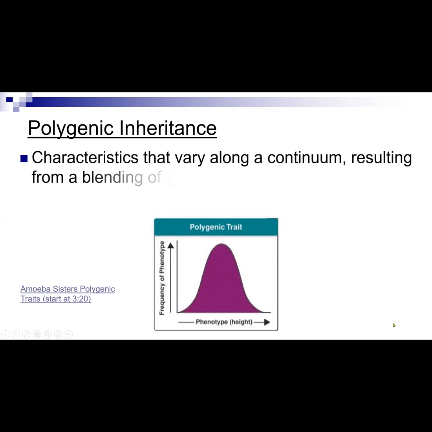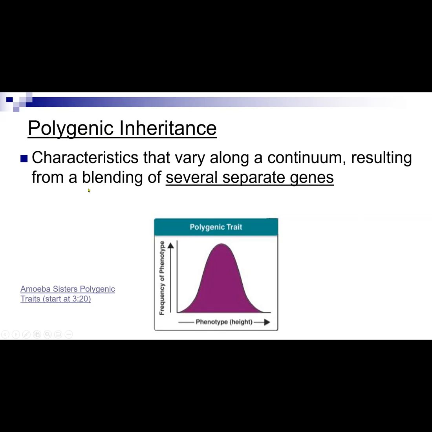So this is just any characteristic of a human that has a variation along a continuum. So it's not just tall and short. Like in pea plants, you can be tall or short and that's it. But in humans, we can be anywhere in between a range of tall and short. And this range is coded for by many, many genes. So there are many genes that code for our height.